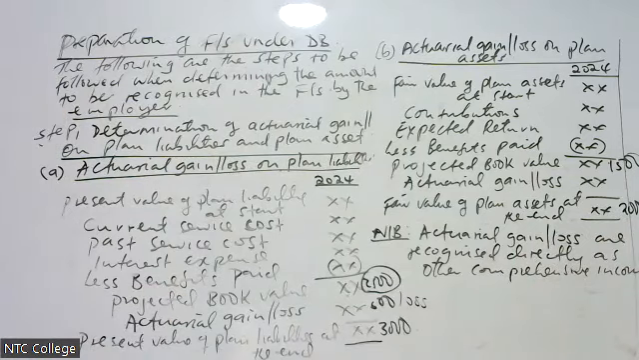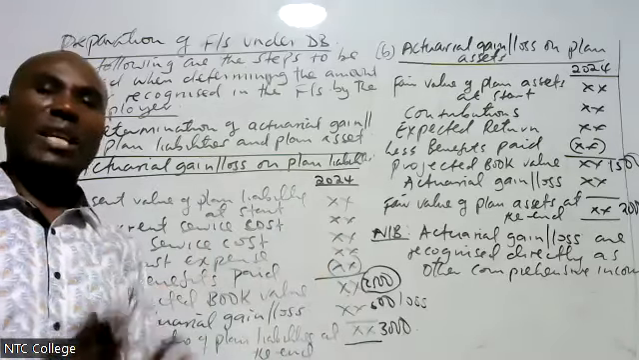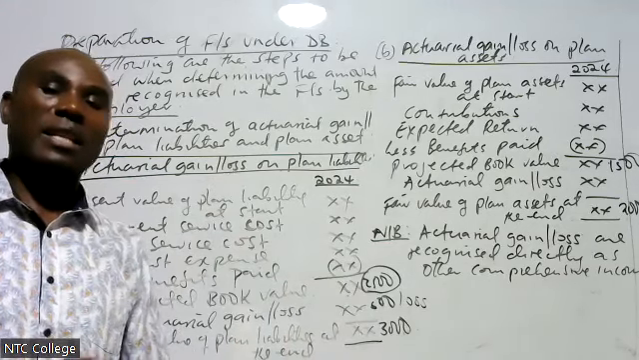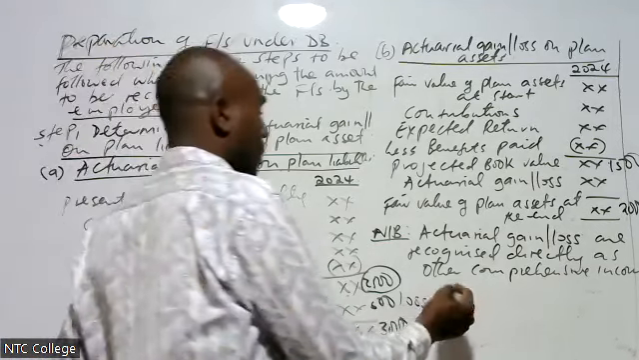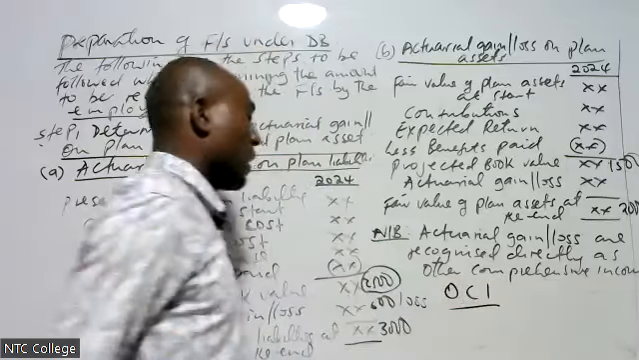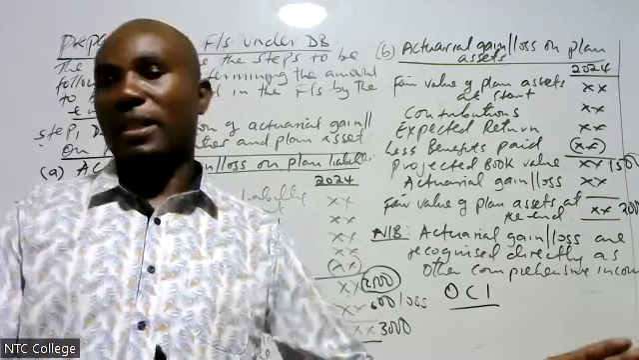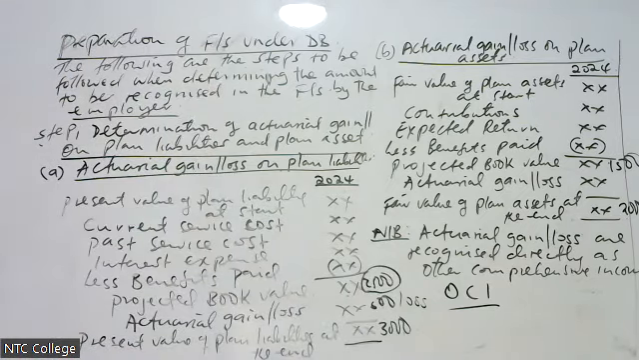Actual gains or losses are recognized directly as other comprehensive income. Therefore, these actual gains arising in this scheme, the company needs to recognize directly in its financial statement as other comprehensive income, that is OCI. That is step number one, determination of actual gain or loss on plan assets and plan liabilities.